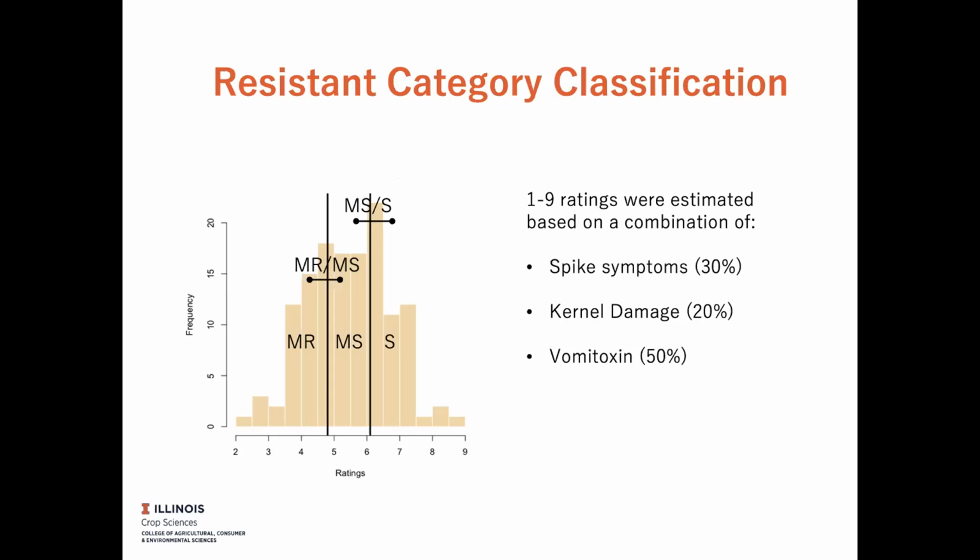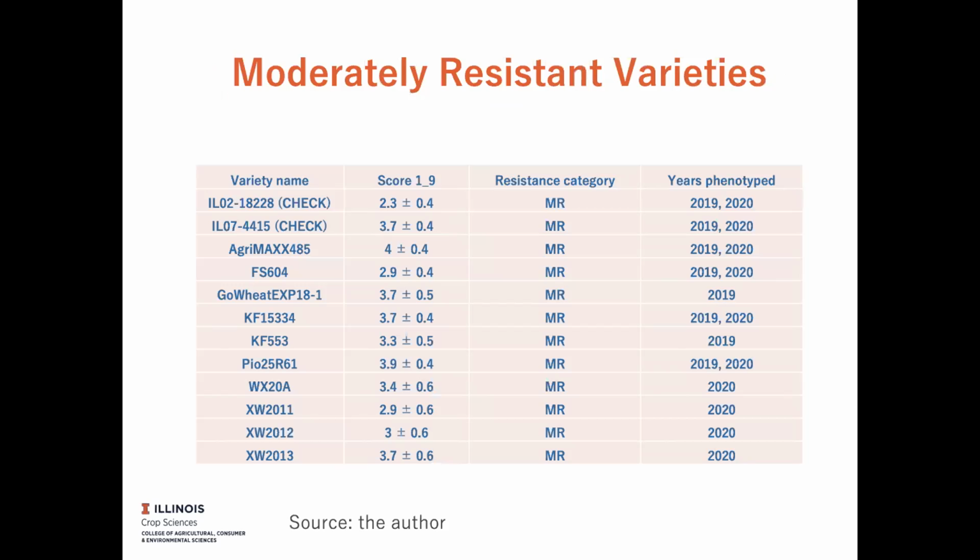And then there are some which are very clearly susceptible, where I can say, yes, I'm 95% confident these are susceptible. I just want to highlight the moderately resistant varieties, the ones where I can say, yes, I'm 95% confident that these are moderately resistant. And if I were to repeat this same experiment again, I would get the same results. So I just want to show you a little bit of what the data looks like.